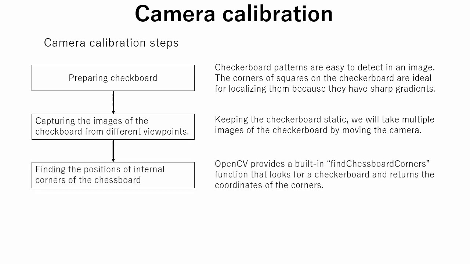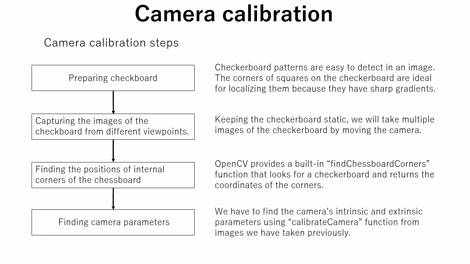In the third step, using the find chessboard corners function, we will obtain coordinates of the corners of the chessboard. In the final fourth step, we will find the camera intrinsic and extrinsic parameters using the calibrate camera function from the images we have taken previously. Note that the steps described here are the general way to do camera calibration. The function to be used may differ depending on the camera you are using. Now let's do the simulation.